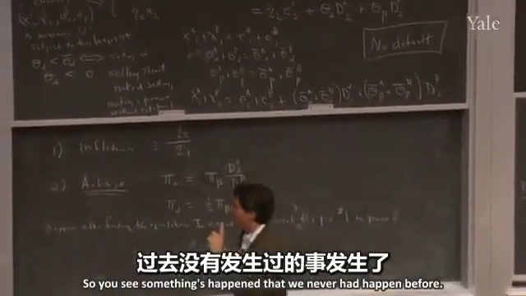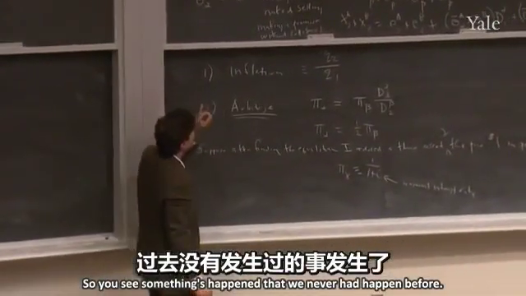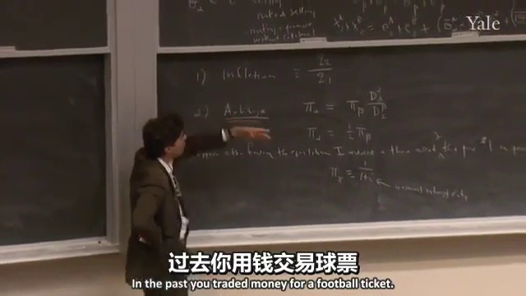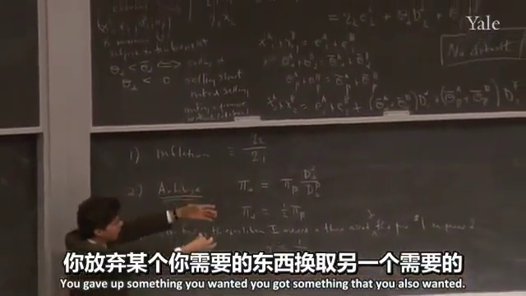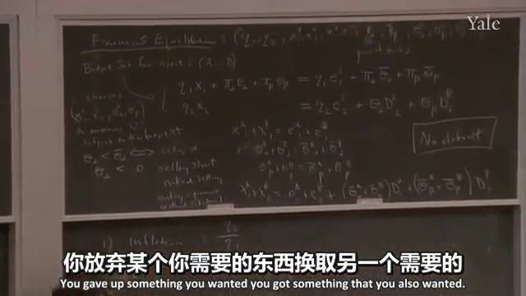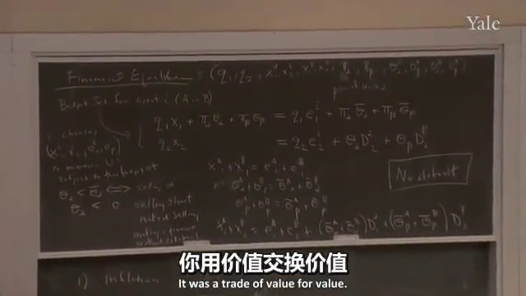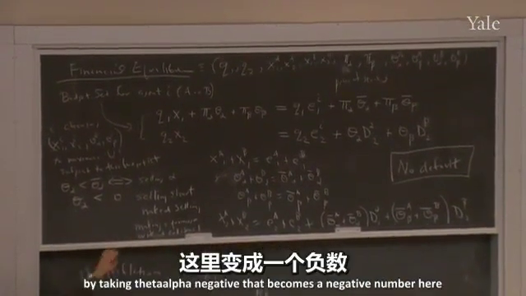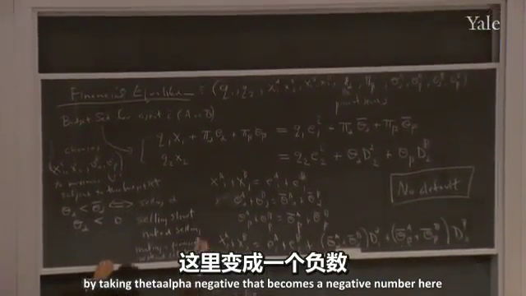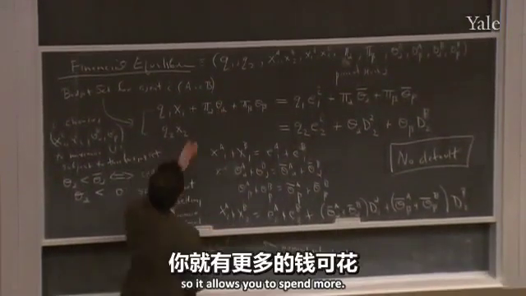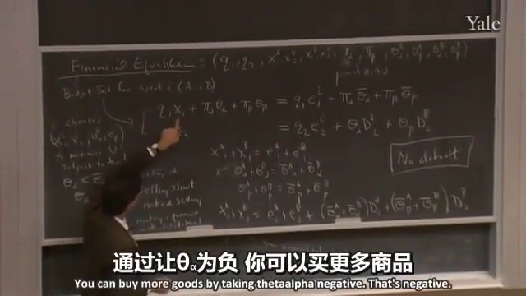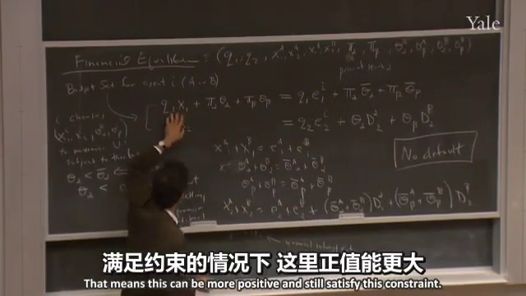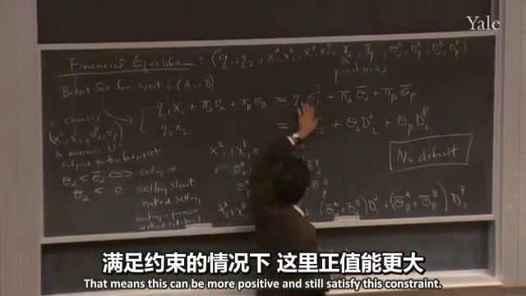So you see, something's happened that we never had before. In the past, you traded money for a football ticket. You gave up something you wanted and got something you also wanted. It was a trade of value for value. Everybody agreed the two things you traded were equally valuable. By taking theta alpha negative, that becomes a negative number here, so it allows you to spend more. You can buy more goods. That means this can be more positive and still satisfy this constraint.